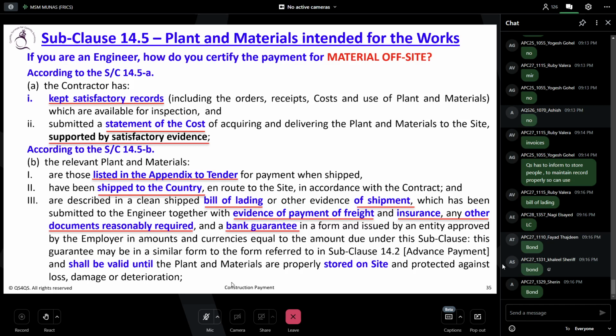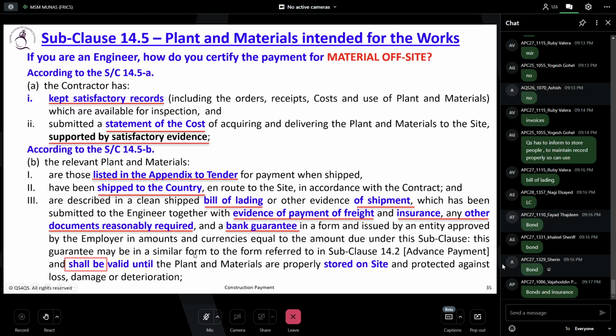I told you, why this bond? Because if anything happens to the material and it does not reach the site, then the employer can recover the cost from the bank guarantee. The bank guarantee is in a form and issued by an entity approved by the employer, in an amount and currency equal to the amount due under the subclause. This guarantee may be in a similar form to the form referred to in subclause 14.2 advance payment and shall be valid until the plant and materials are properly stored on site and protected against loss, damage or deterioration. That means once the material comes to the site, then this bond is gone.